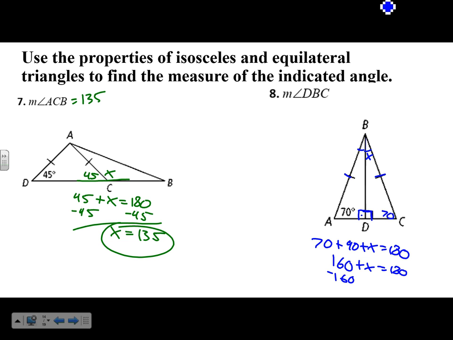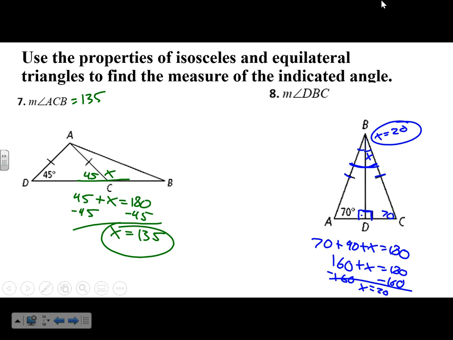Subtract 160. X is equal to 20. Now again, that whole angle then would be 40, because half of that is the x, which is 20. And again, there are several other ways you could have done that without knowing that theorem.